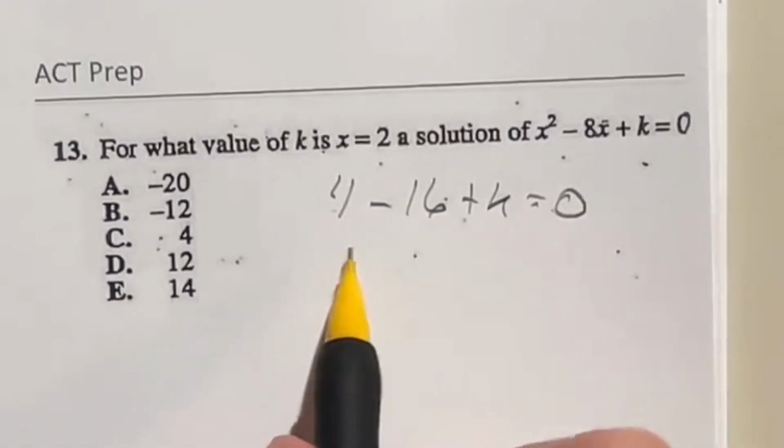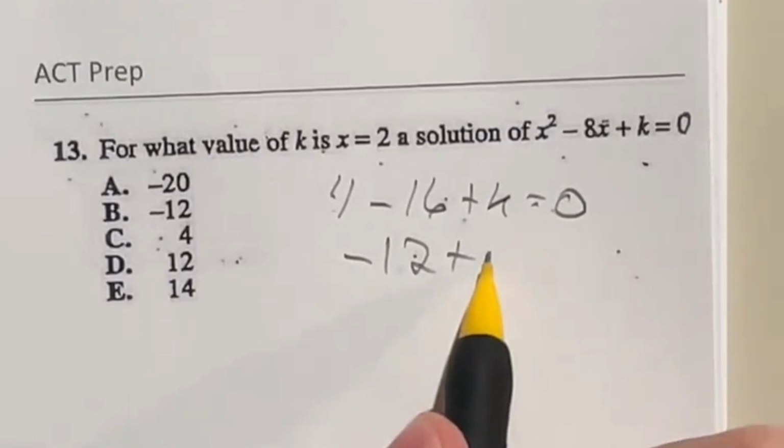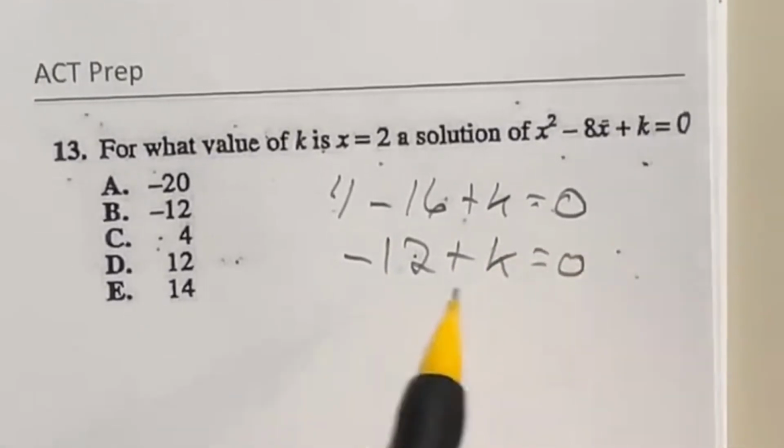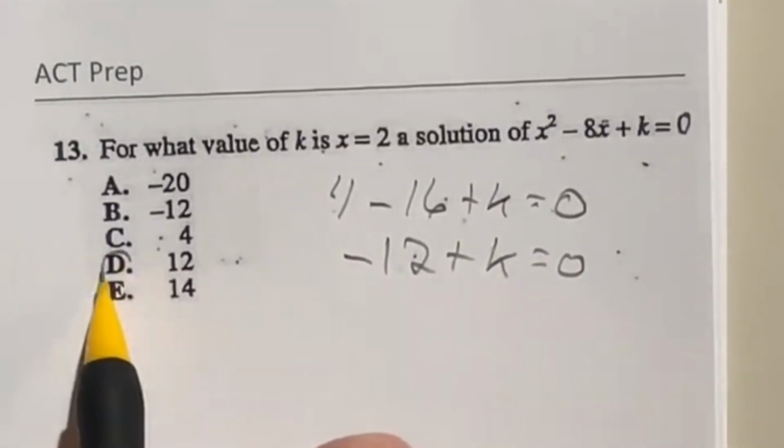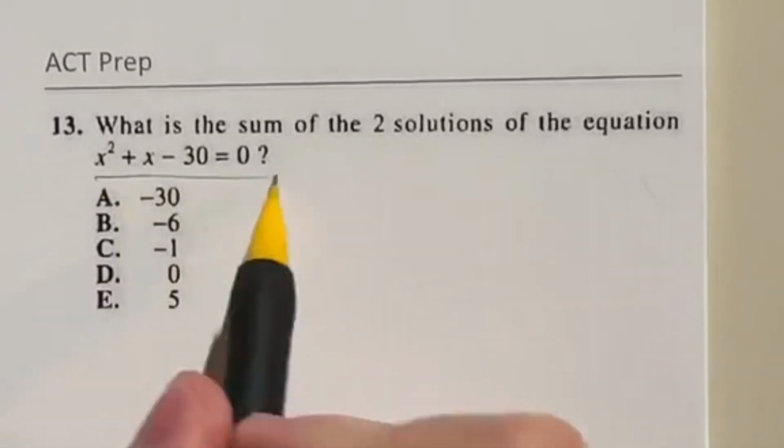Well, 4 minus 16 is going to give me -12. So what value would I need to add to -12 in order to get back to 0? Well, that's easy. That's just going to be +12. Answer D. So in question 13, we're going to use factoring to solve this equation right here.